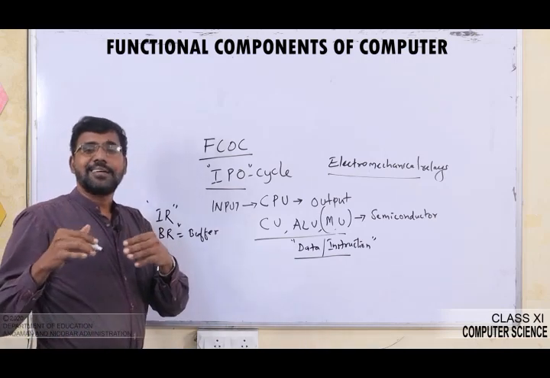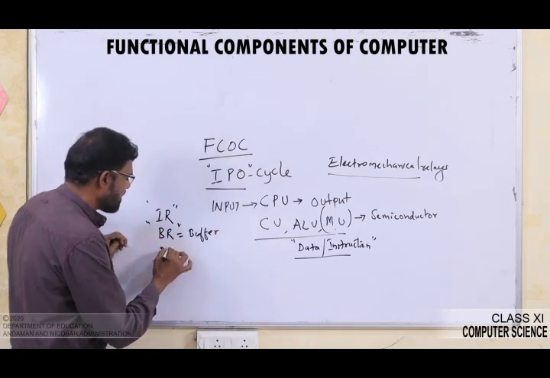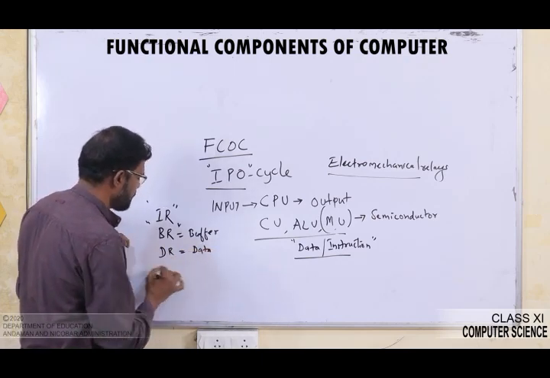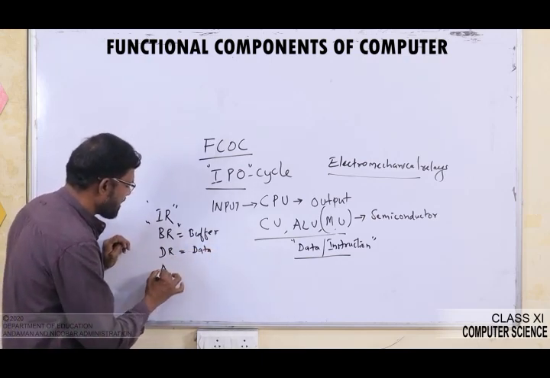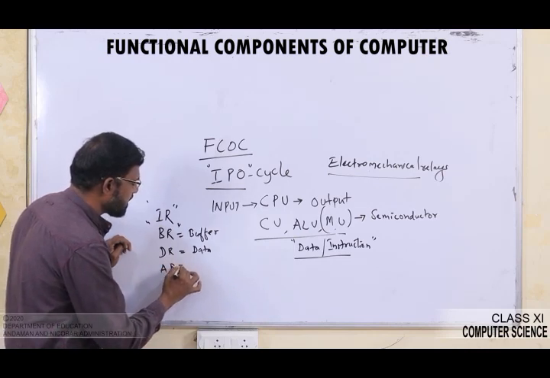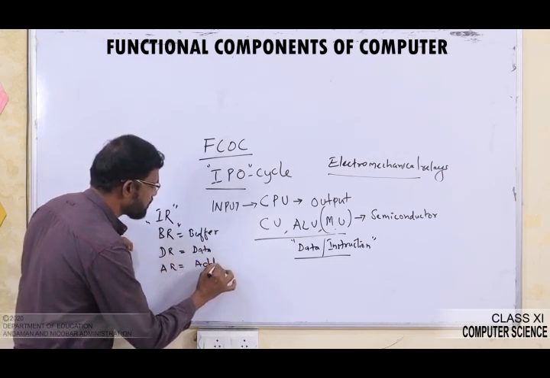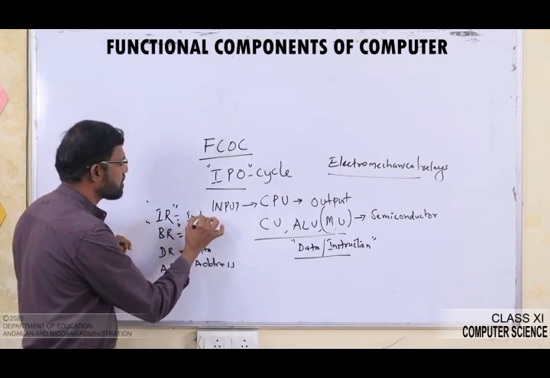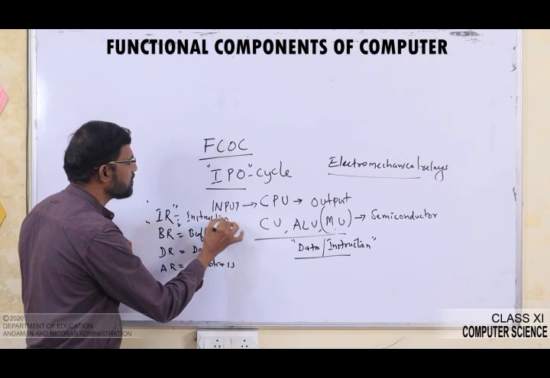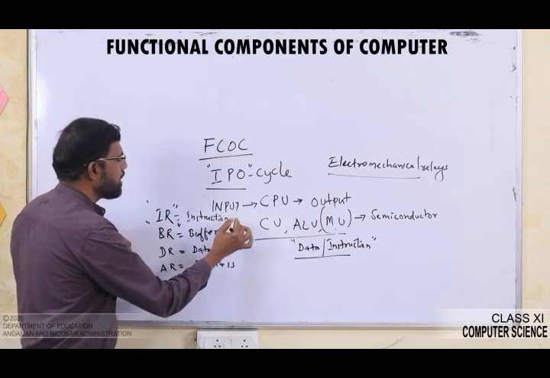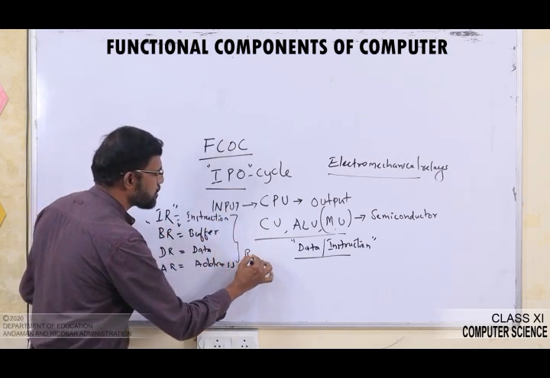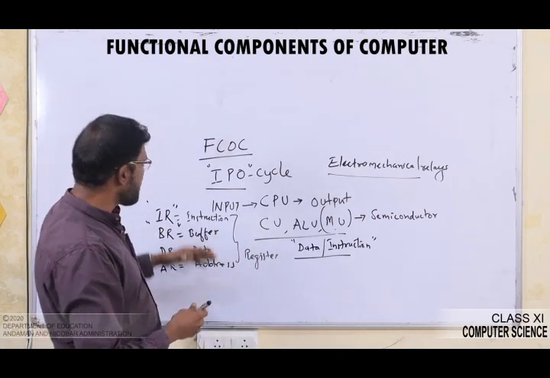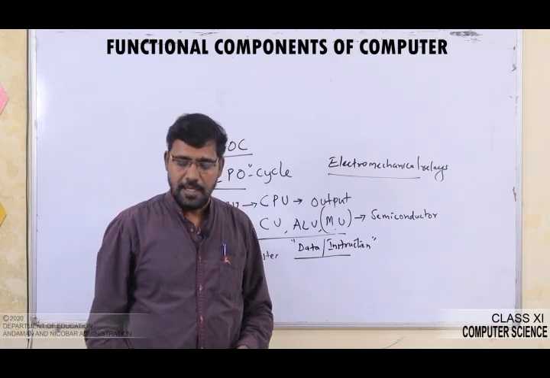So, data register, one more, DR, data register. Another one is AR, that is address register. Here IR, instruction register. Combined together, these are considered as registers. So, this is one of the functions in the CPU.